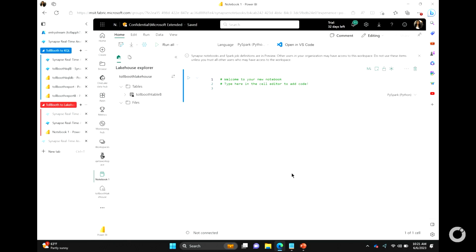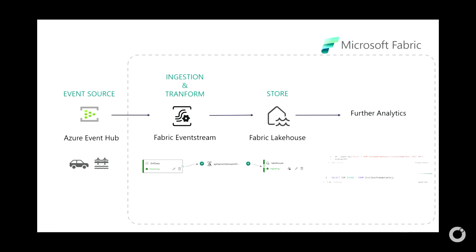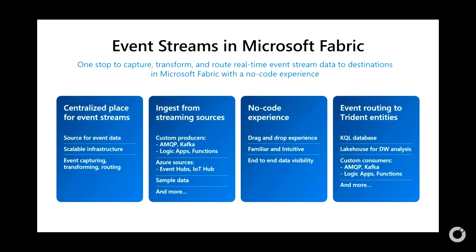All right, moving on to our slides. So what is event stream in a nutshell? It's just one stop to capture, transform, and route your real-time event data to destinations in Microsoft Fabric with a no-code experience. So it's a centralized place where you can see how your data is flowing from source to destination. You can do capturing, transforming, routing, and it's a scalable infrastructure. So you do not have to worry about scaling your resources up and down like in Azure. In Fabric, it's taken care of for you.